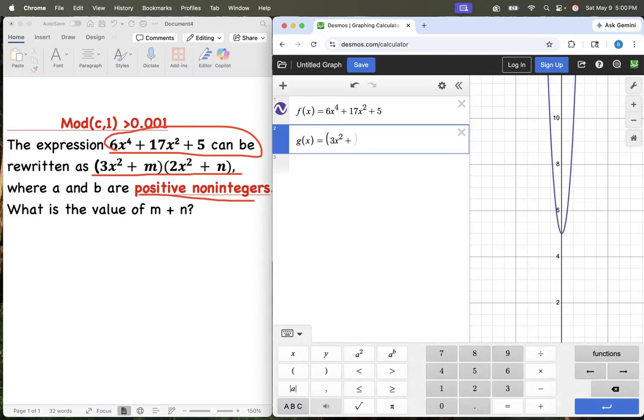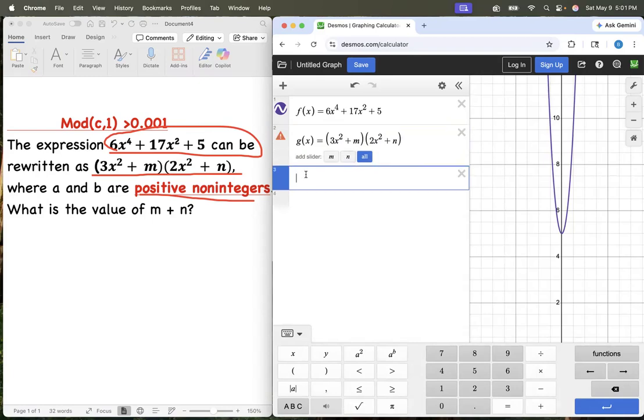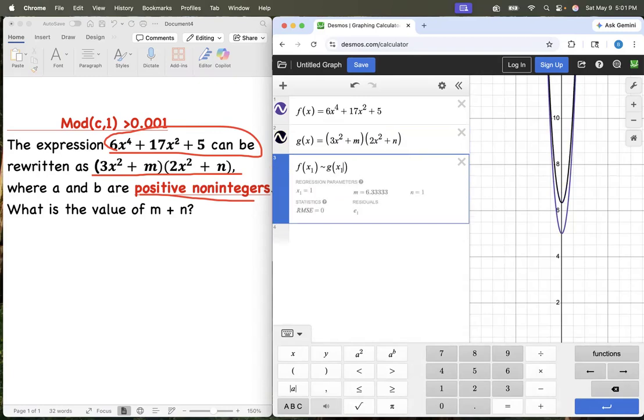There's a reason why they're giving you this: they want you to equate them. And this is equal to the same thing, 2x squared plus n. Now, you've got to do your regression because there are so many variables for you to calculate. So what you need to do is force the situation, force x1, and you regress it to what? g of x. Now you have your answer.